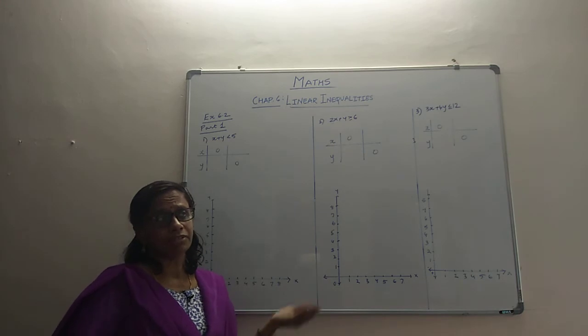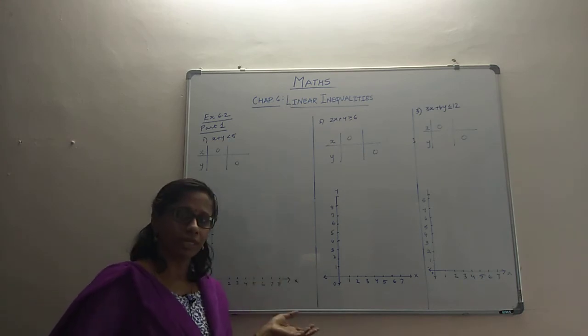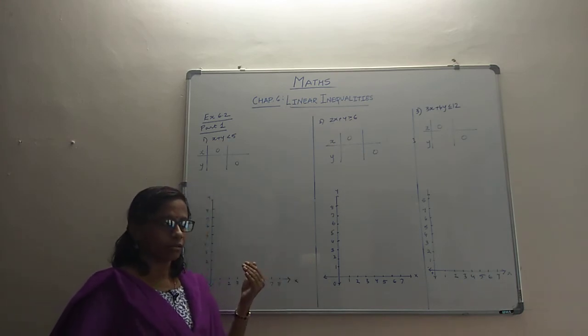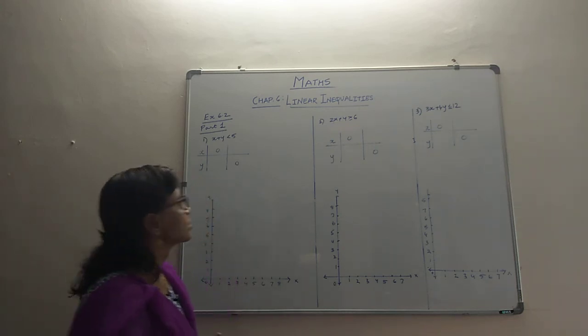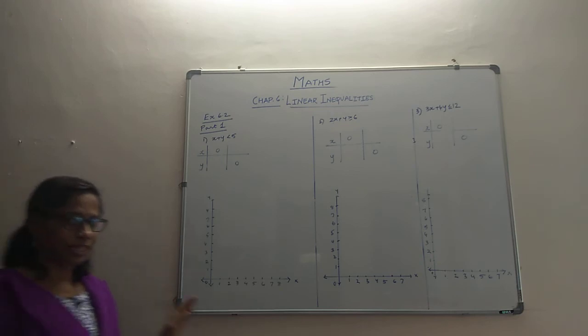But in the 9th standard we used to get the line. Now here it's going to be the region. But the method of doing it is just as we did it in the 9th standard. Okay, so let's get back to it. Only when we do it, it will be clear to you.